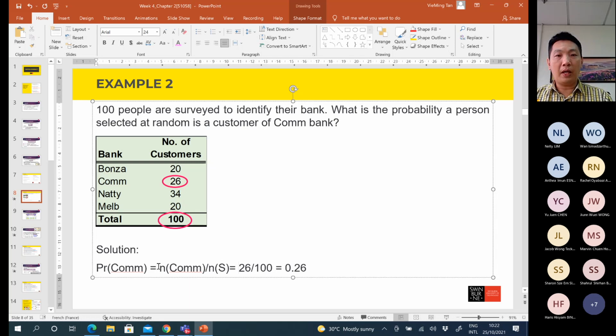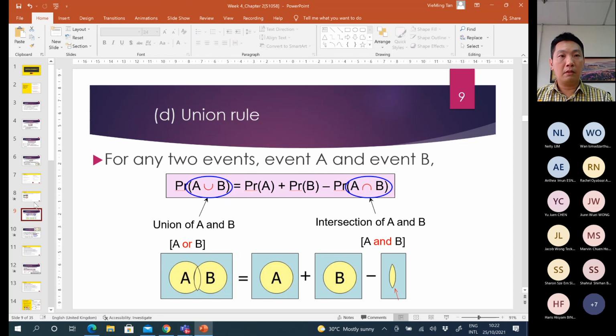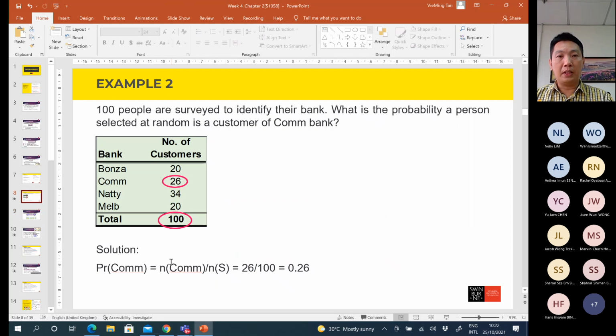This is the formula that we have learned this morning. This is the first formula we learned. The formula we learned this morning is PA equals NA divided by NS. So if you want to calculate Pcom, then the formula should be Ncom divided by NS. Should be this one, right? Okay, NS is easy.